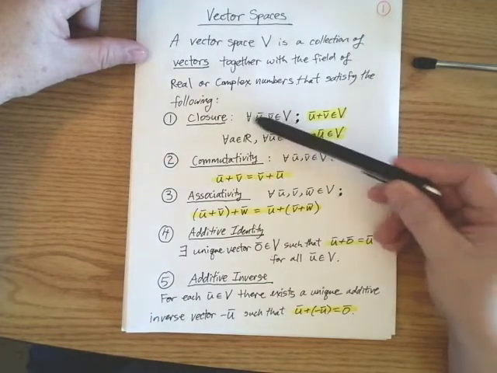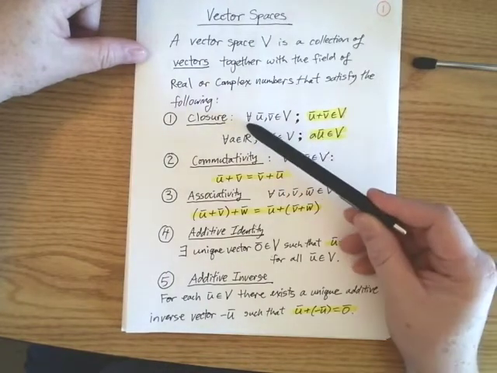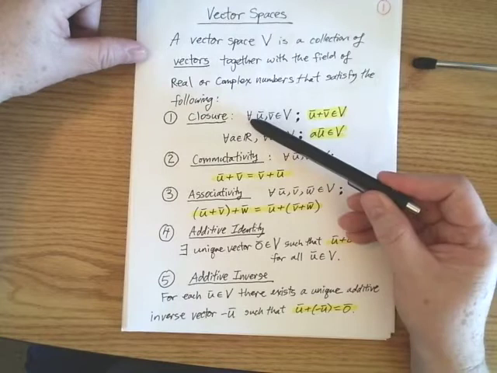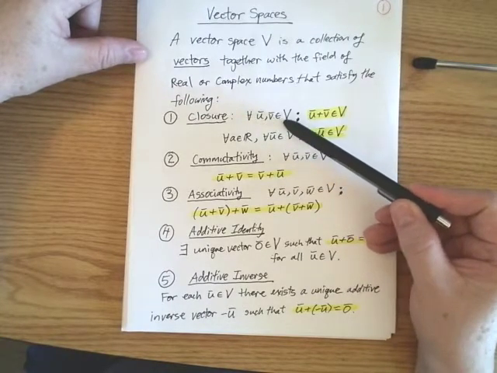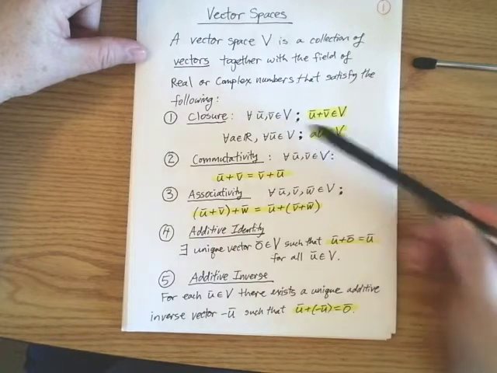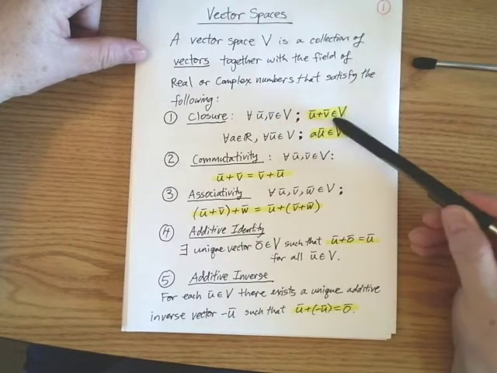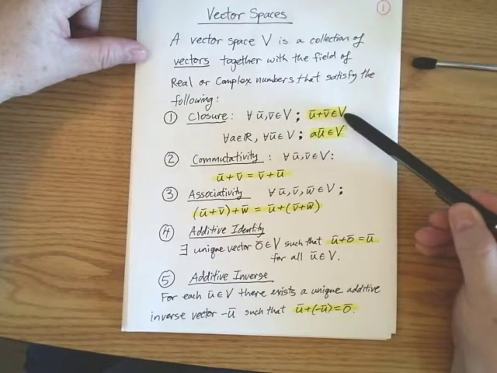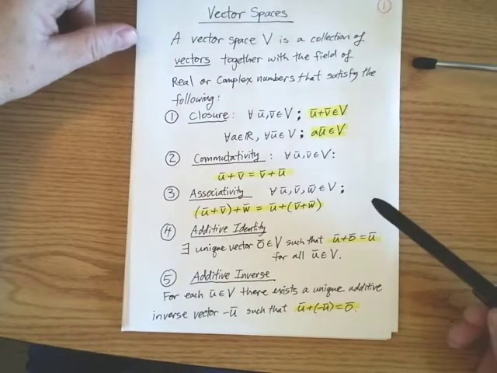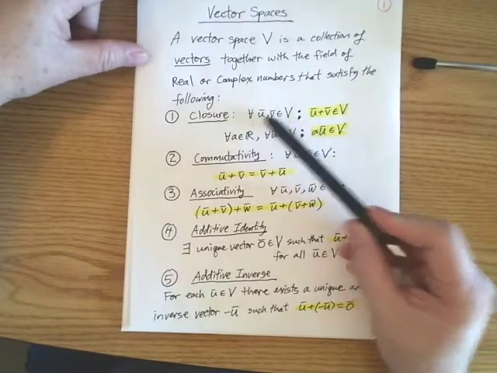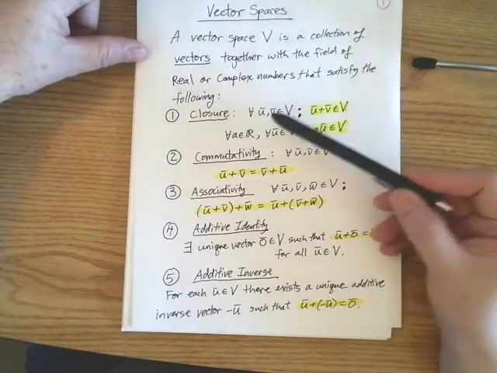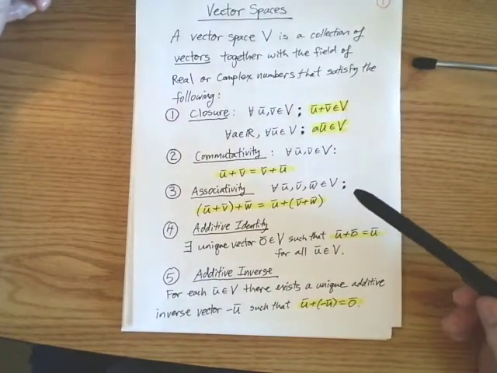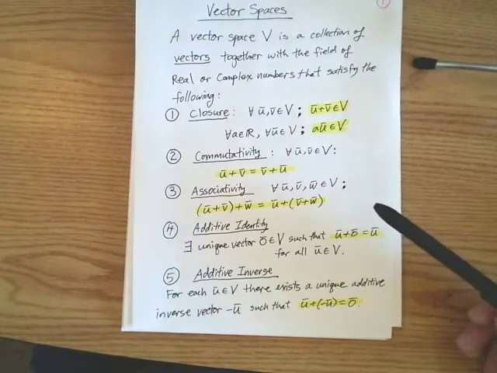The first type of closure, by the way, the upside down A means for all. So read that as for all vectors u and v of your vector space, u plus v has to also be in the vector space, or the set of vectors. So the vectors are what we say is closed under vector addition. The sum of two vectors is always another vector in your vector space.